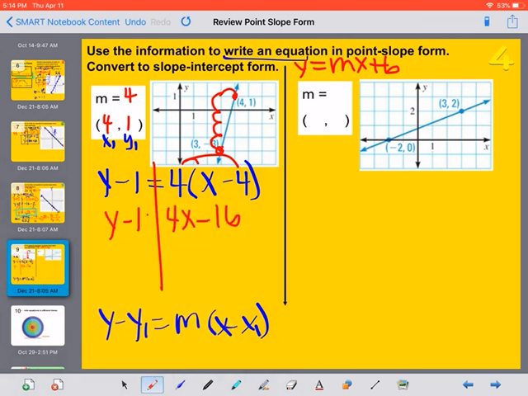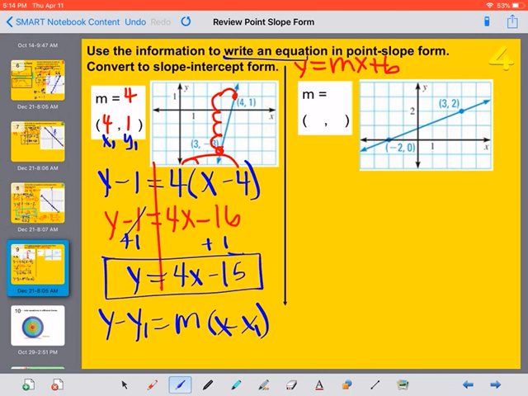And then add 1 to both sides. Y equals 4x. Negative 16 plus 1, there's still way more negatives, negative 15. Which makes sense, because if this graph were to continue, if our y-axis continued, this line would cross way down here at negative 15.